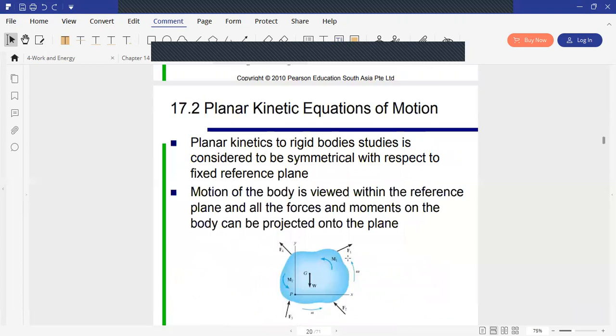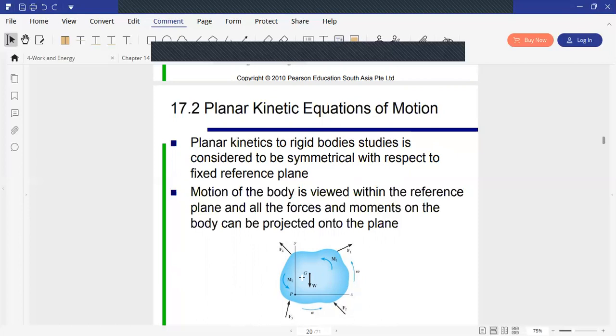Okay, now we will move to planar kinetic equations of motion. We will derive together what the kinetic equations of motion are. Planar kinetics of rigid bodies studies the motion of a body, considering rotational and translational effects. The motion of the body is viewed within the reference plane, and all forces and moments on the body can be projected onto the plane.